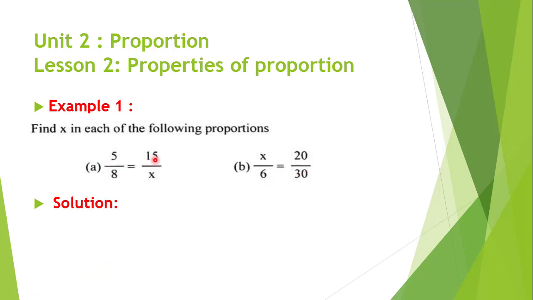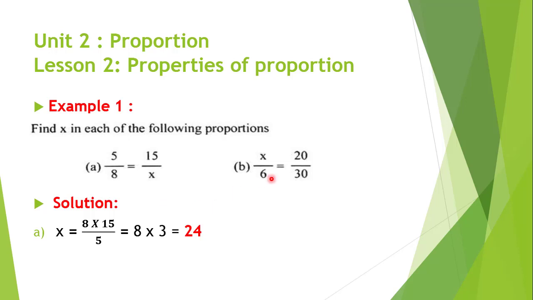5/8 equals 15/x. We multiply 5 by 3 to get 15, so I'll multiply 8 also by 3 to get x. Or by another way, x equals, let's make the cross product, 8 times 15 over 5.